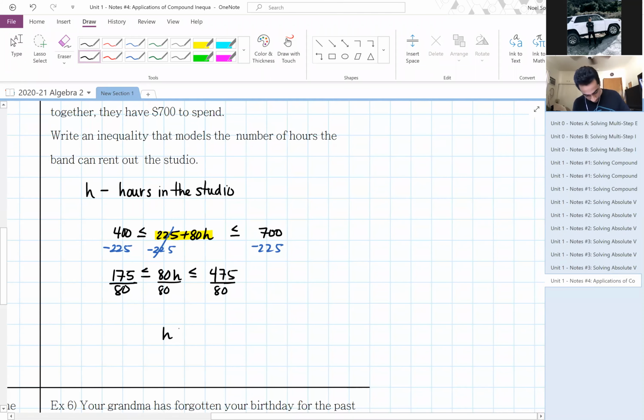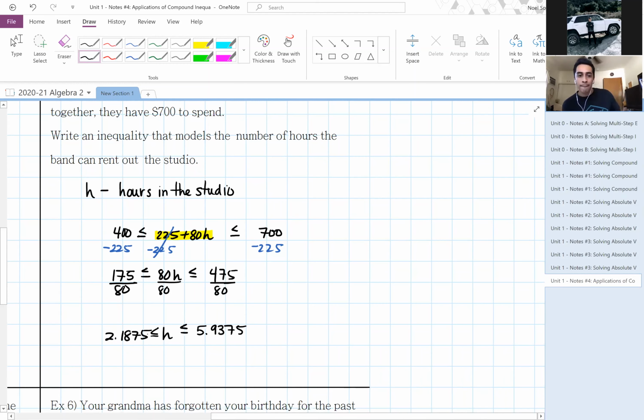So we can bring down H less than or equal to 475 divided by 80. We can use the exact decimal, but we can round that off a little bit. I know I usually say not to do that. This is the full total, 5.9375. And then the other value is 175 divided by 80, which would be 2.1875.